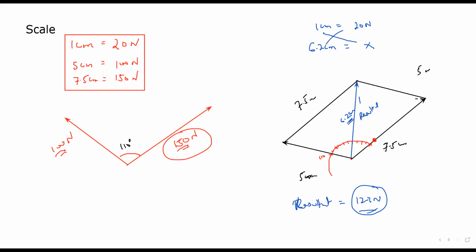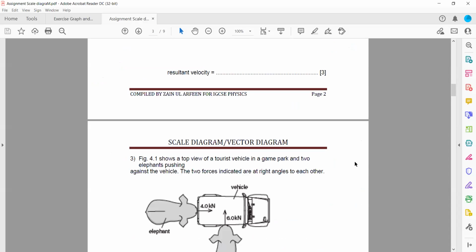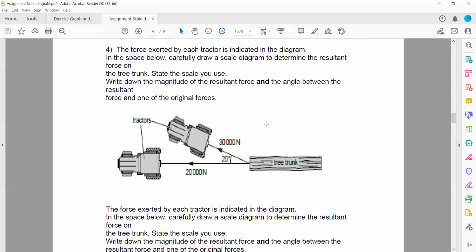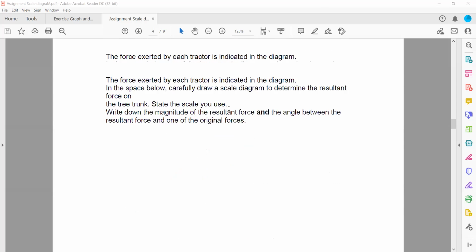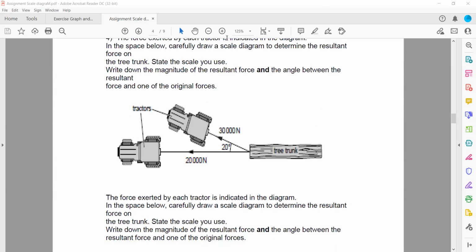Yes. Then how will you find these questions in the exam? I will show you. There's a separate sheet I prepared for these types of questions. So these are the exam style questions. You can see they mention two forces, 30,000 Newton and 20,000 Newton, making an angle of 20. Using a scale diagram, we have to find the resultant. First, we have to select a scale. In this question, the scale is not given. So first we have to select a scale for 20,000 Newton and 30,000 Newton.